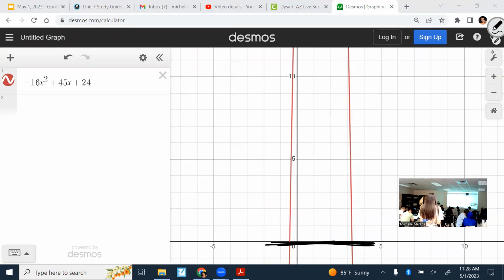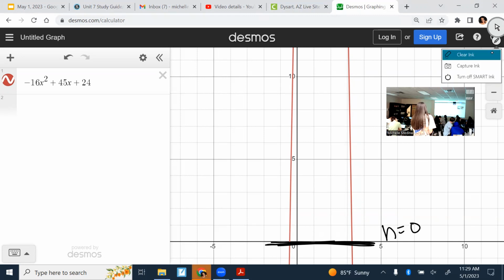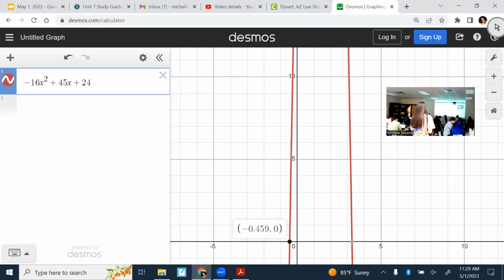The x-axis would be my ground, because what equals 0 at my x-axis? The y, which in this case is my height, which makes sense. If it's on the ground, my height is 0. So notice we have two x-intercepts. Desmos lets you click on them.